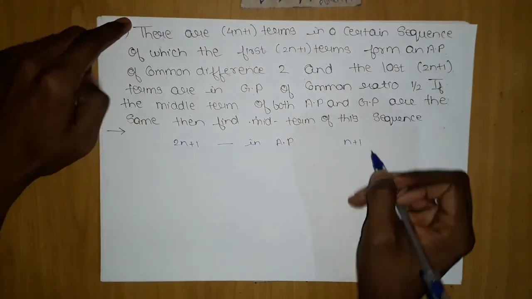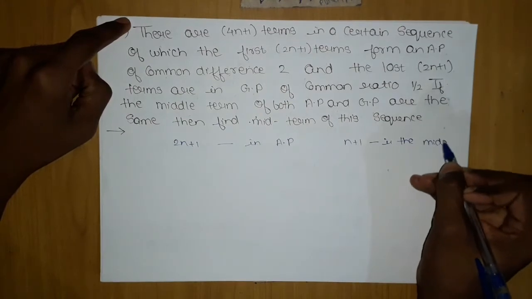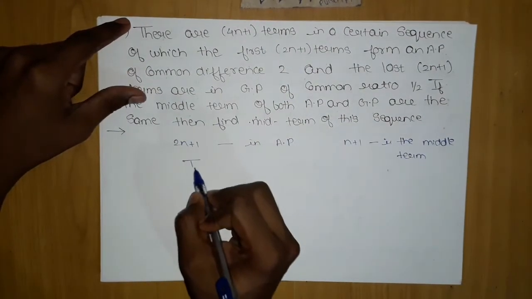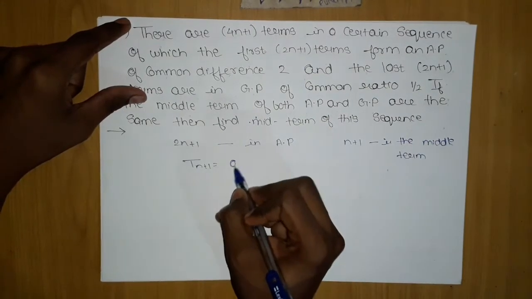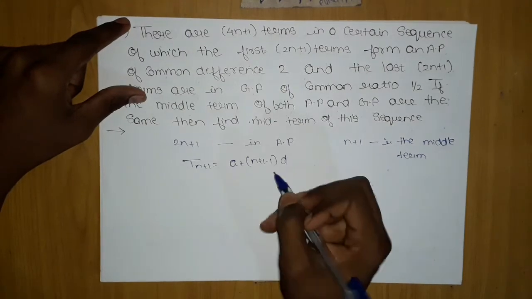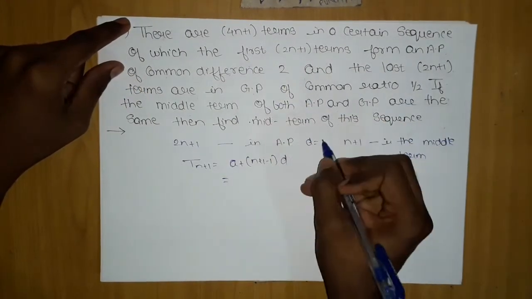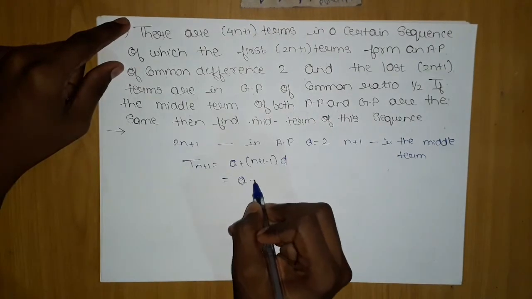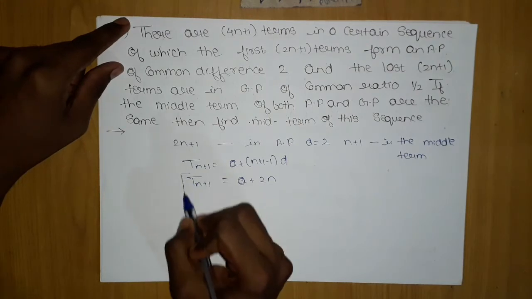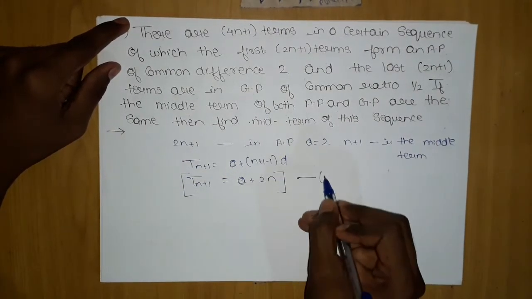n plus 1 is the middle term, right? Then if I want to find T(n+1), what should I do? A plus n plus 1 minus 1 into D. What D have they given us? Common difference as 2. Then I will get A plus 2n as my T(n+1). I got the middle term of the AP. I will keep it as A.